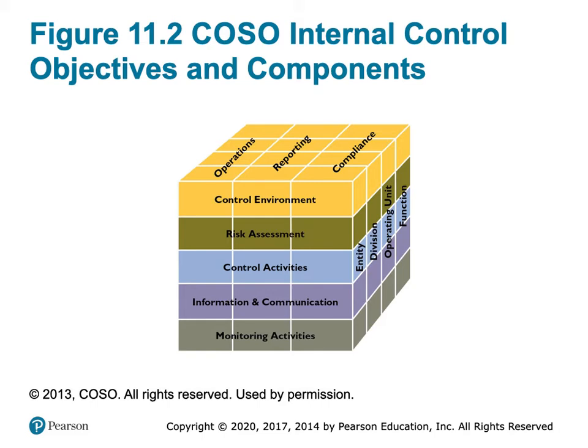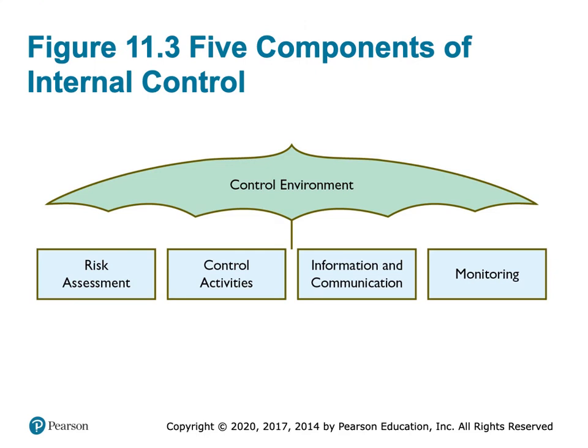Then you go down to the operating unit, which is a smaller subset of division, and finally the individual job function. And across all of those, the control environment, risk assessment, control activities, the information and communication aspects, and then the monitoring activities all play a part in keeping those things all together. So again, the parts of the control environment are really risk assessment, control activities, information communication, and monitoring.